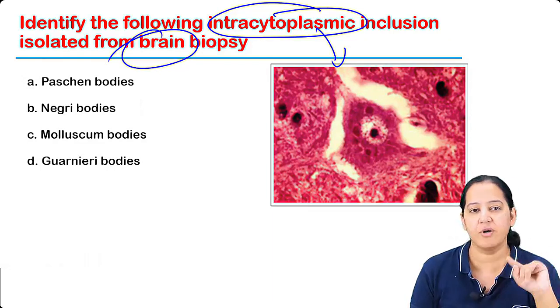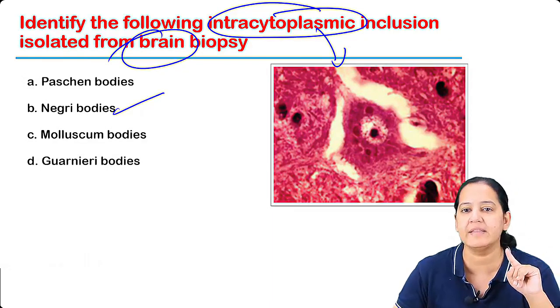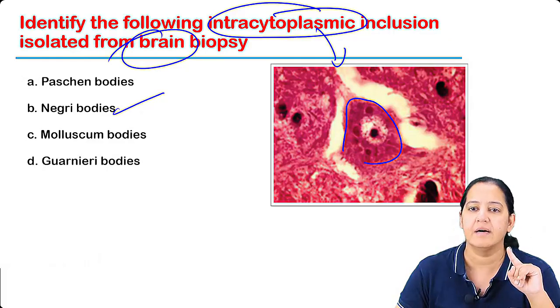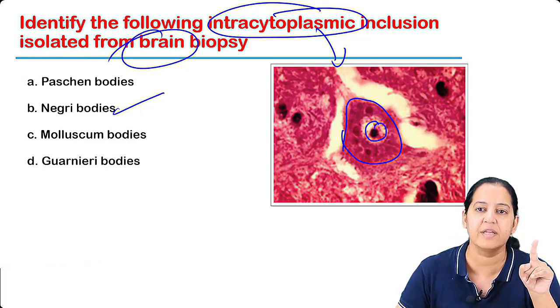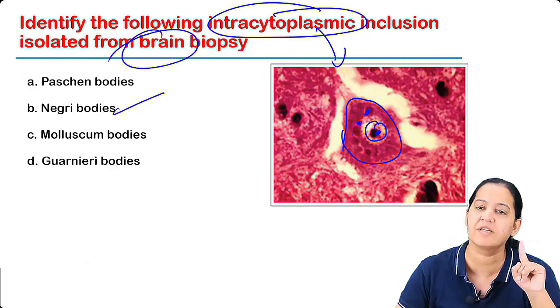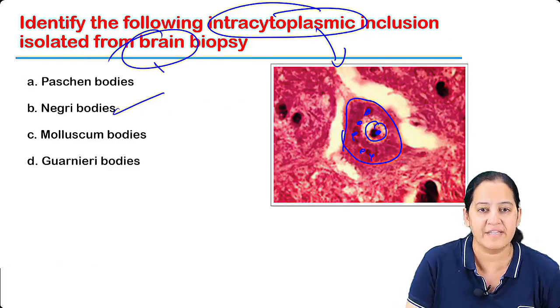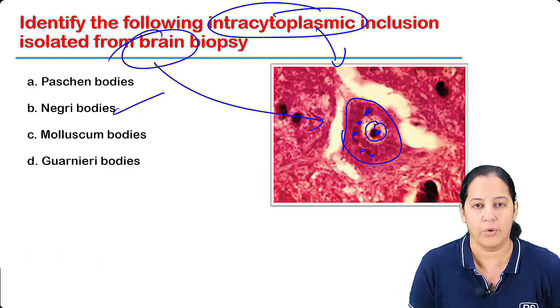Yes, of course, the answer is Negri bodies. You can see a brain cell. You can see the nucleus, nucleoli, and in the cytoplasm you can see the Negri bodies. It's a brain biopsy. Got my point? The correct answer is Negri.